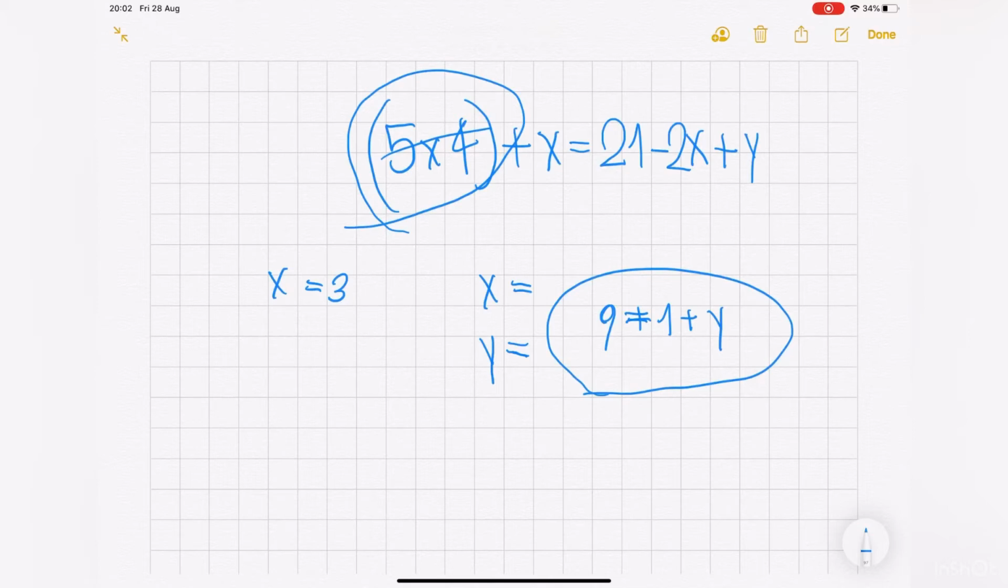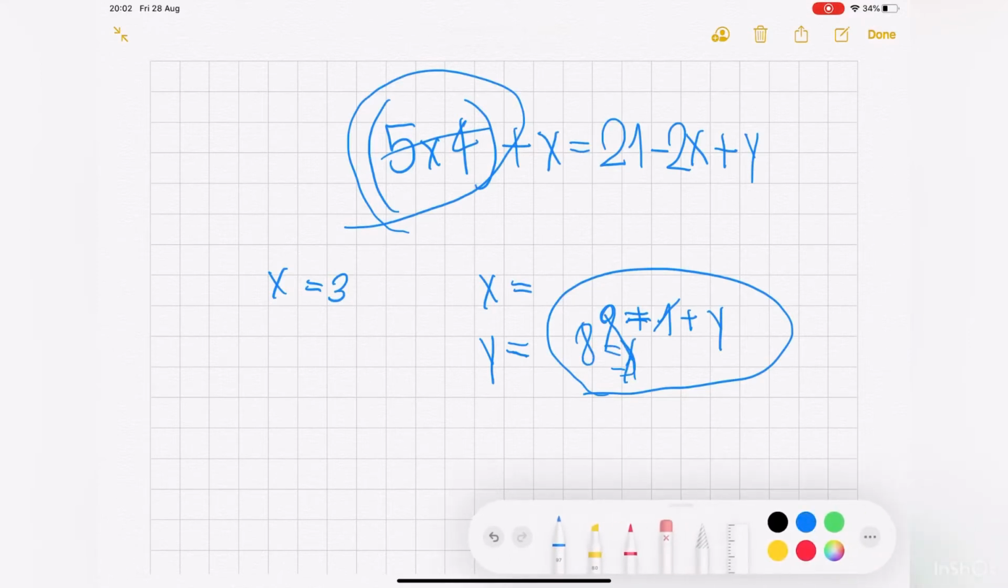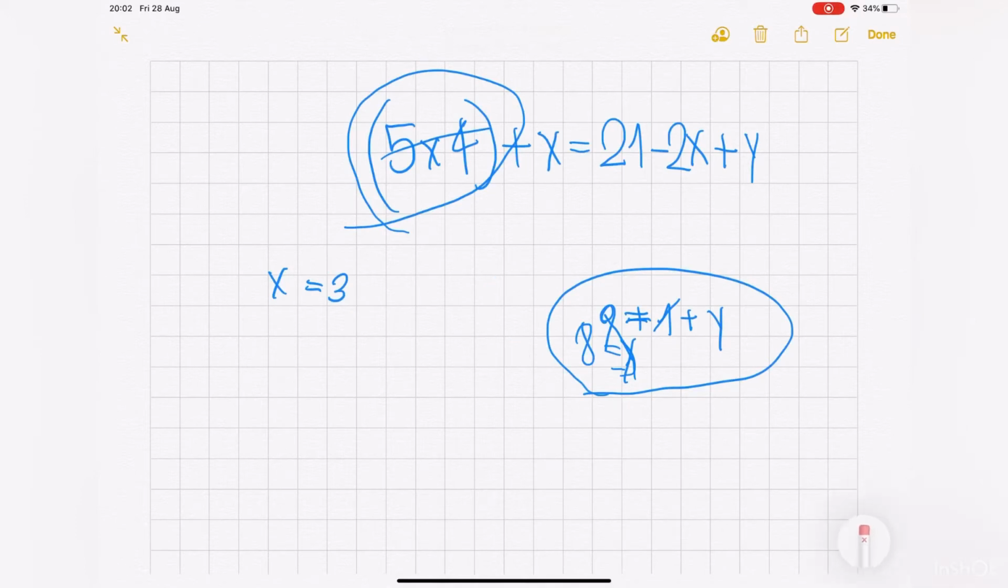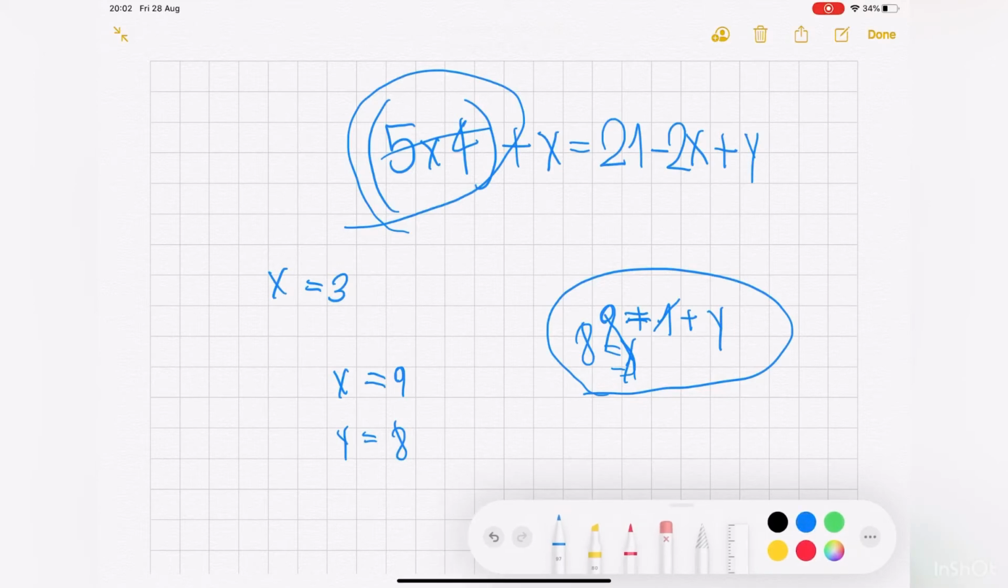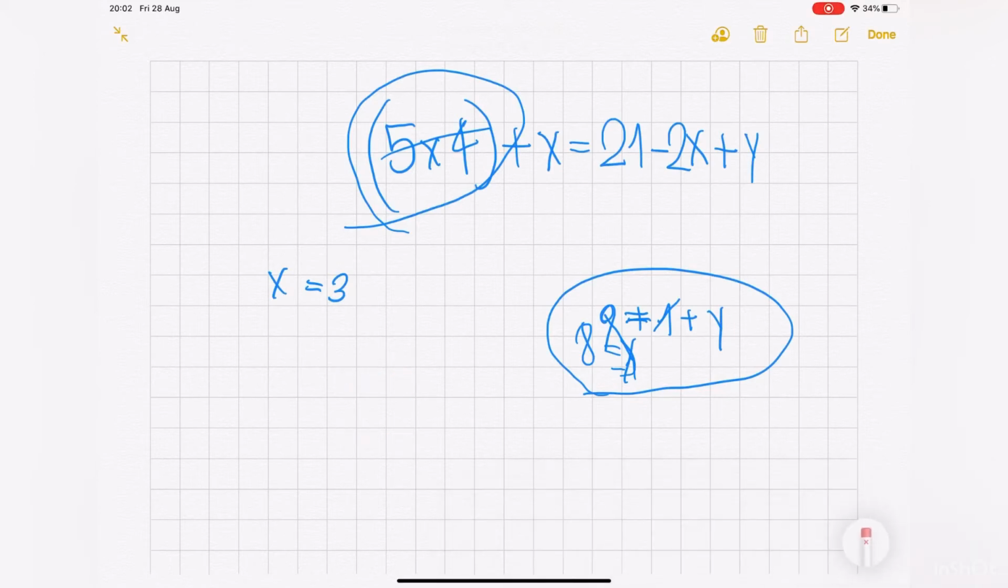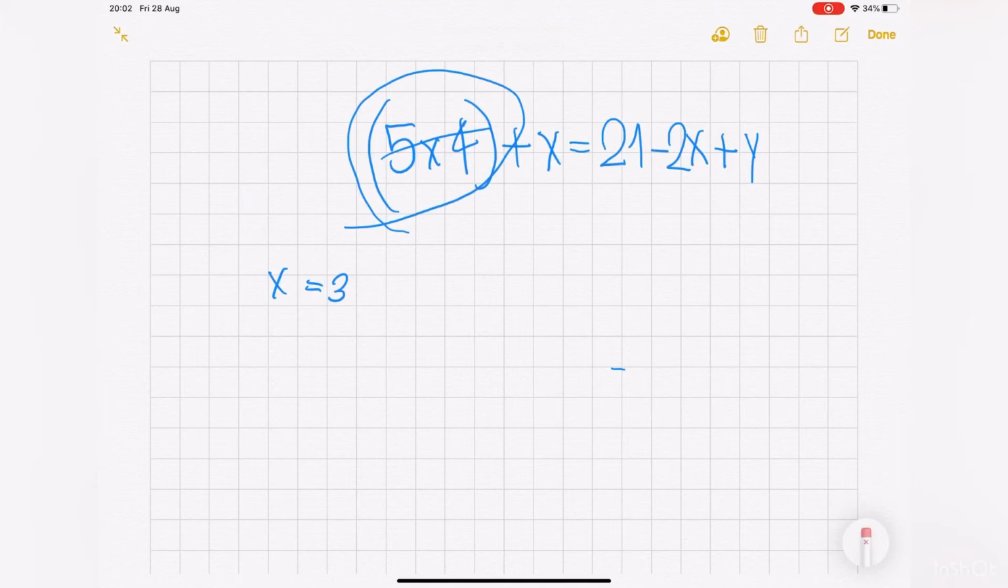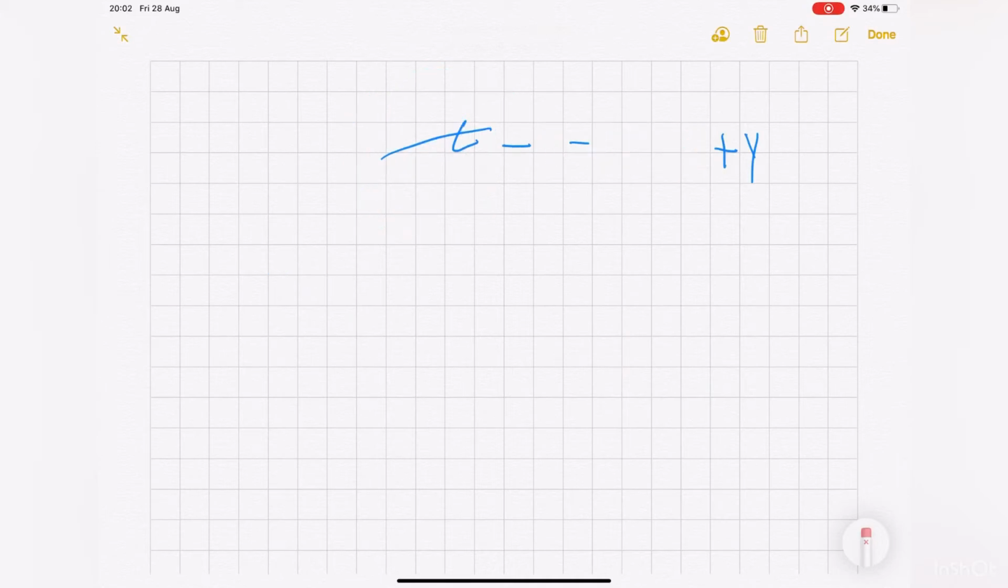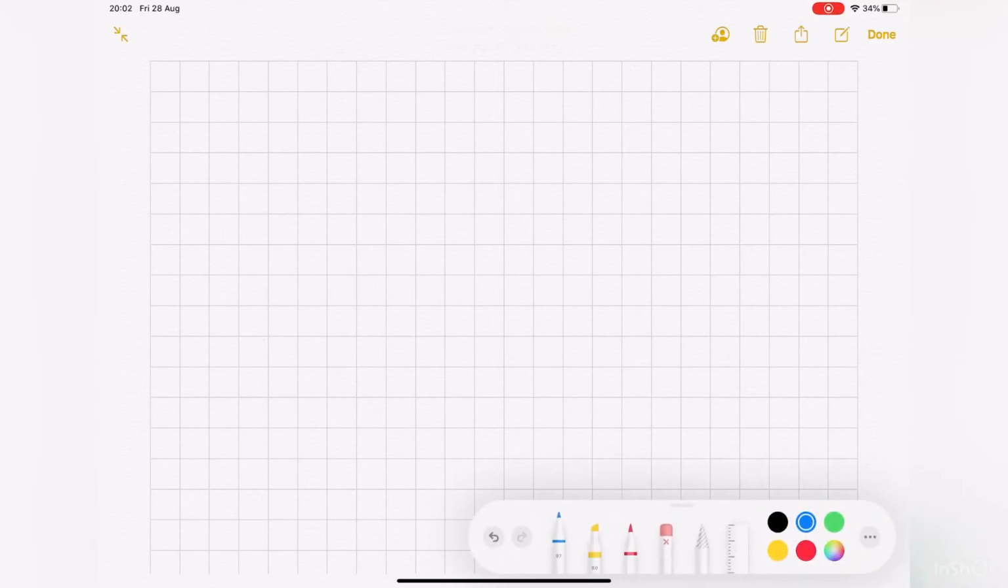As we could see, if we delete 1 from both sides, it will be 8 equal y. So in this answer, we answer as x equal 9 and y equal 8. That's simple. Now this is not as advanced as it seems, but it's getting harder.